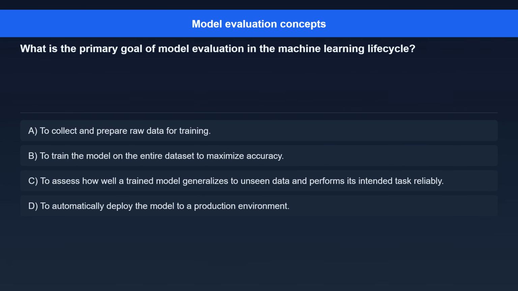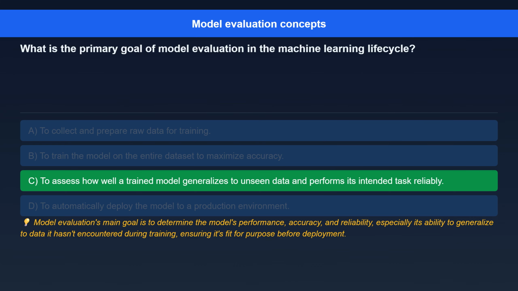Question 7. What is the primary goal of model evaluation in the machine learning lifecycle? Option A, to collect and prepare raw data for training. Option B, to train the model on the entire dataset to maximize accuracy. Option C, to assess how well a trained model generalizes to unseen data and performs its intended task reliably. Option D, to automatically deploy the model to a production environment.